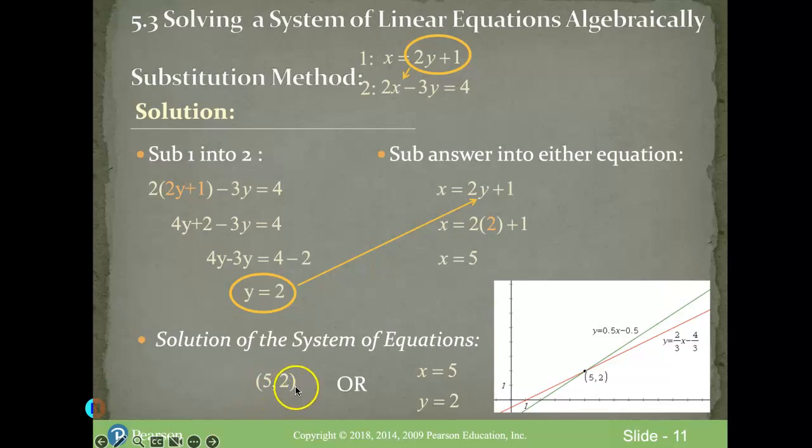Make sure that you're putting these in the correct order if you're asked to write them as an ordered pair, because x equals 5 means that the x coordinate is 5. Just because you solve for y first doesn't mean that it appears first in that solution. You could also list them separately. You may even be asked to list them separately like this. And you can confirm this with a graph.